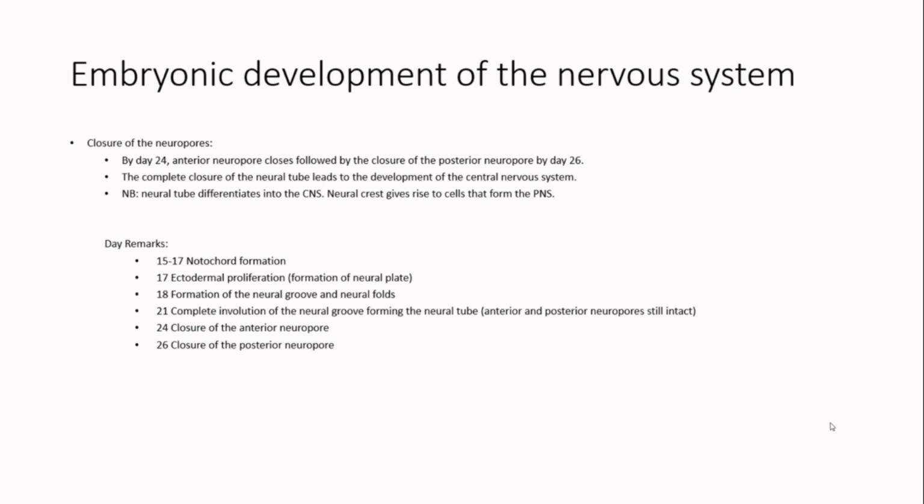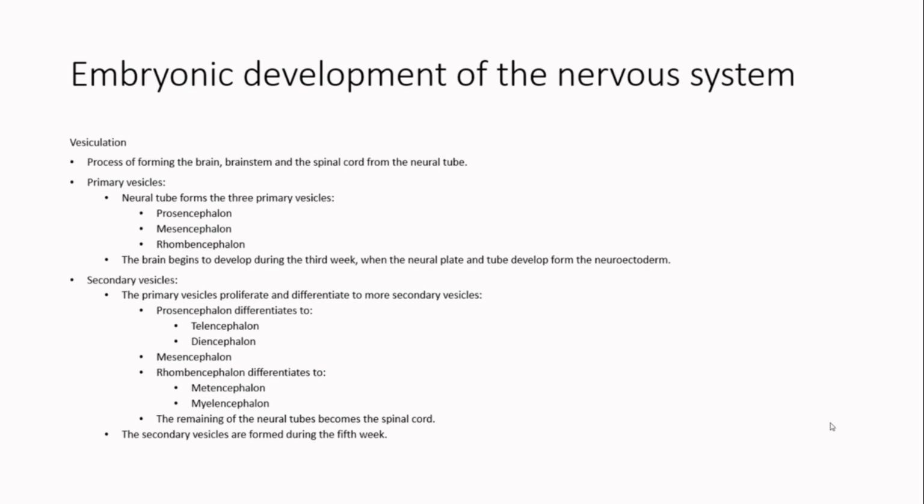And some daily remarks: from day 15 to 17, we have the formation of the notochord. Day 17, we have the ectodermal proliferations, basically the formation of the neural plate. Day 18, we have the formation of the neural groove and the neural folds. Day 21, these neural groove and neural folds will involute and form the neural tube, and the anterior and posterior neuropores would still be open, but at day 24 the closure of the anterior neuropore will start occurring, and then day 26 we have the closure of the posterior neuropore.